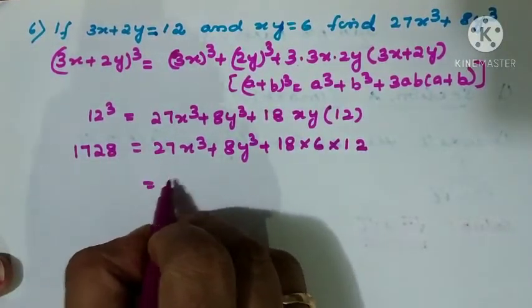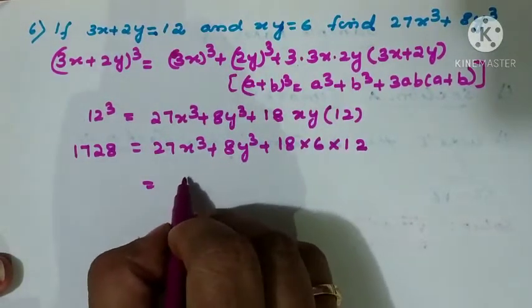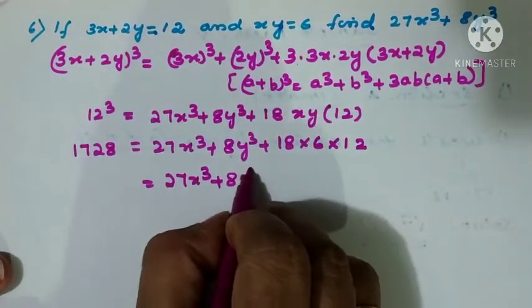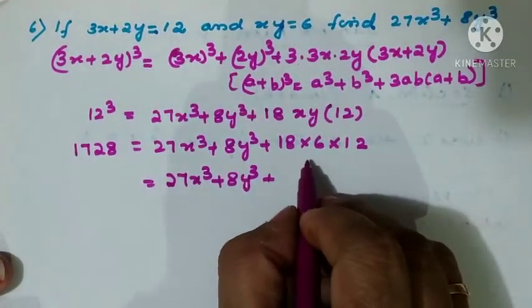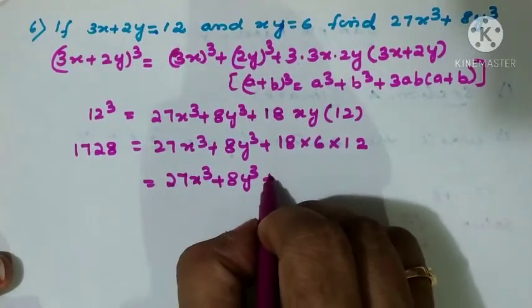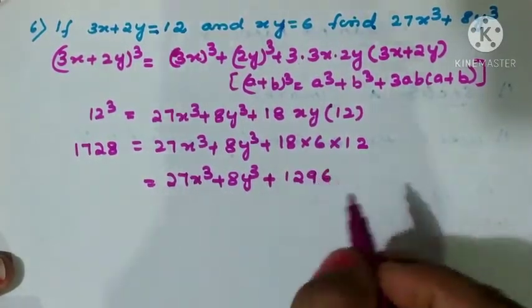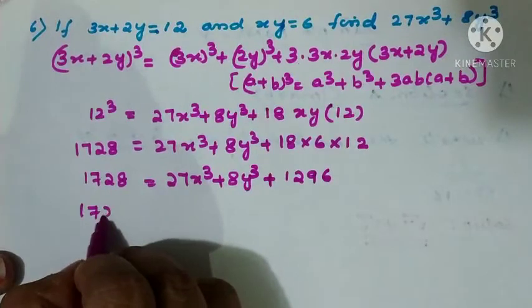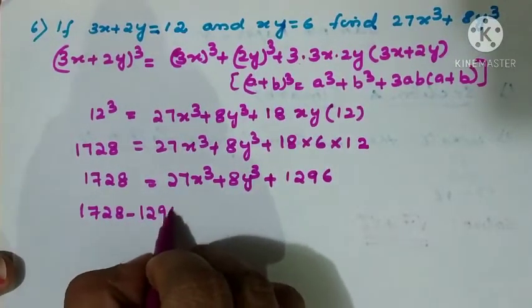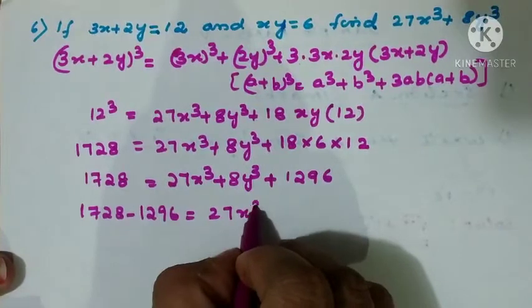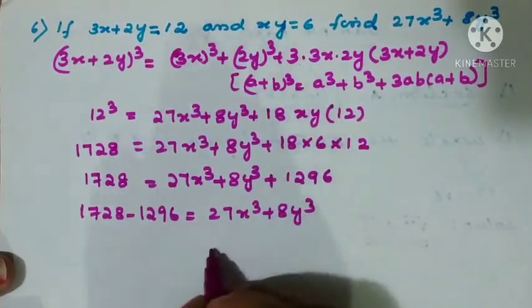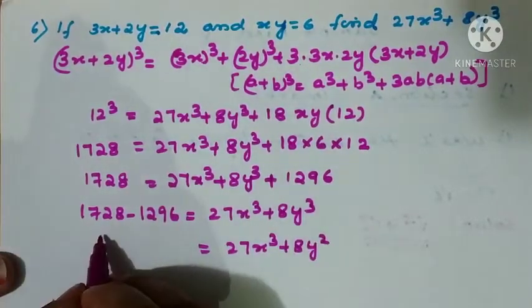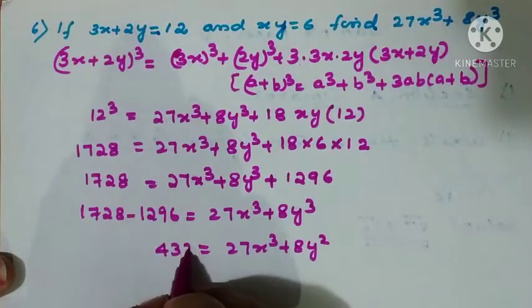Now we want to find out which value? 27x cube plus 8y cube only. Comparing with the question, this value is to be calculated. Now if we take the product of 18 into 6 into 12, it will be 1296. Therefore 1728 minus 1296 equal to 27x cube plus 8y cube. So 27x cube plus 8y cube I am keeping on the right side only. What is the simplification? Here we will get 432.